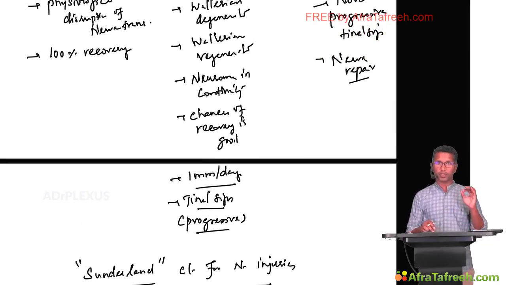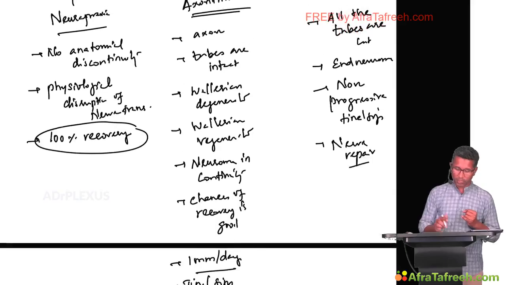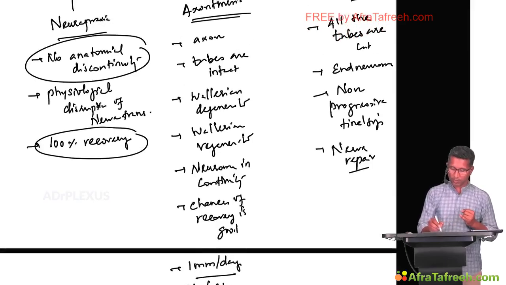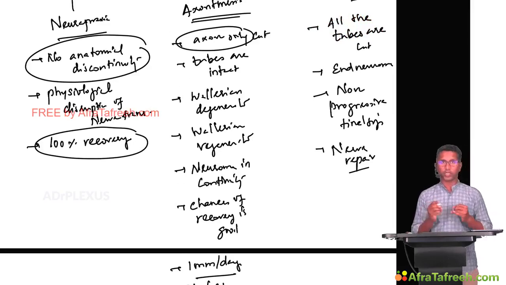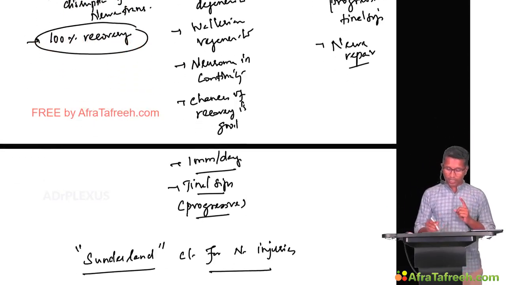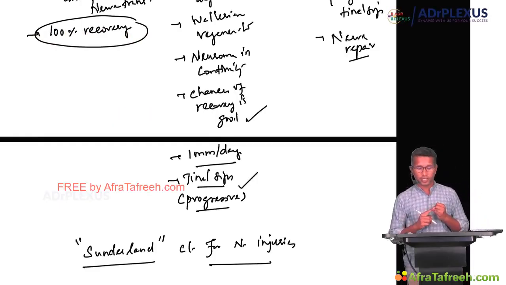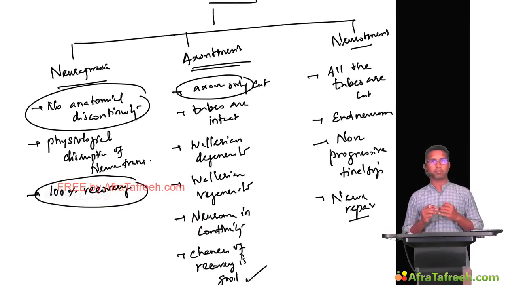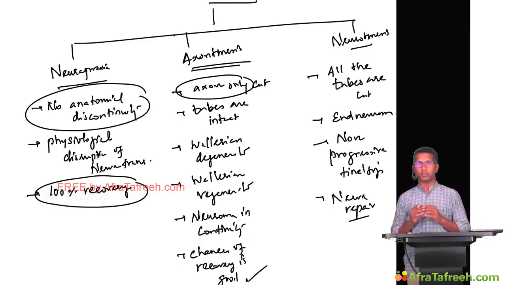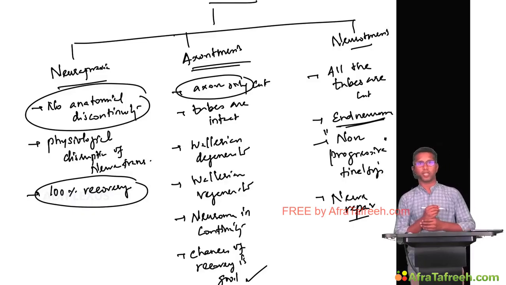Please remember, in neuropraxia 100% recovery is possible. There is no anatomical discontinuity. In axonotmesis, only the axons are cut, the tubes are intact. So here the recovery is very good, and the Tinel sign is a progressive Tinel sign. Whereas in neurotmesis, the Tinel sign is not progressive. Very, very important point. There is a non-progressive Tinel sign because of the end neuroma formation.